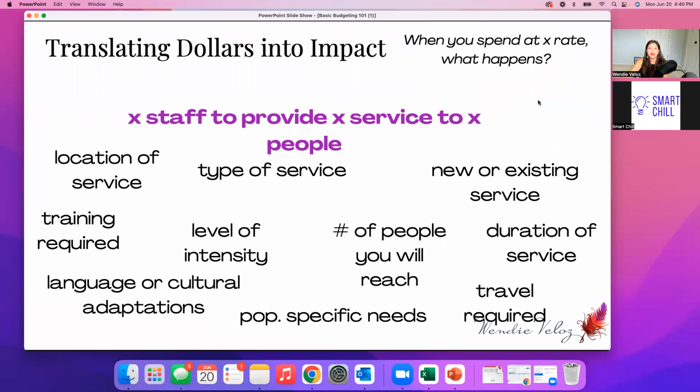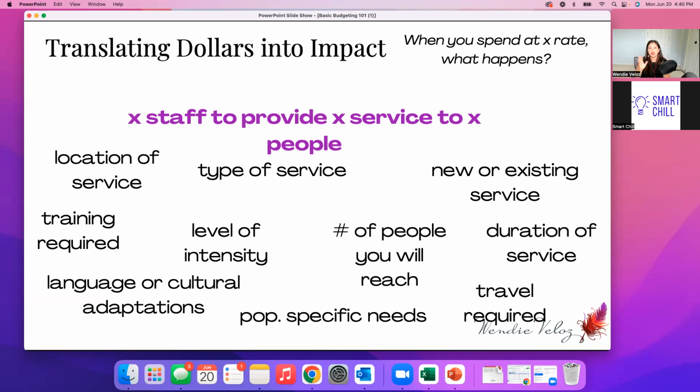Now, when you are looking at it from an impact perspective, this is what does it cost me to successfully provide services at this rate? And when I spend at that rate, what happens, right? So if I'm trying to reach this many people, 100 people, what does that cost me? If I'm trying to reach 1,000 people, what does that cost me? Then backing into, okay, so in order to serve 1,000 people with this particular service, how many staff do I need to provide, right? So how many staff will be successful at providing that service to 100 people versus 1,000 people, and what does that look like?